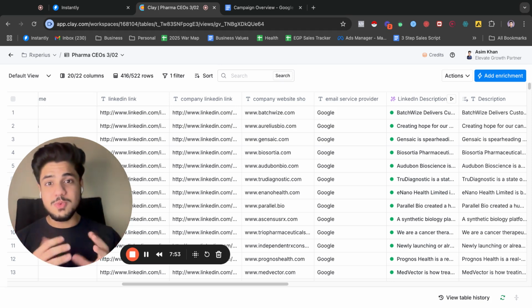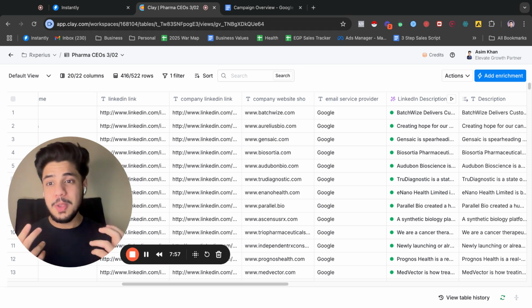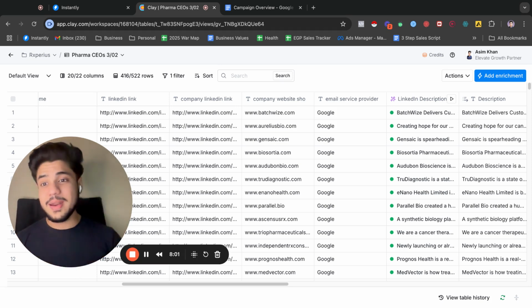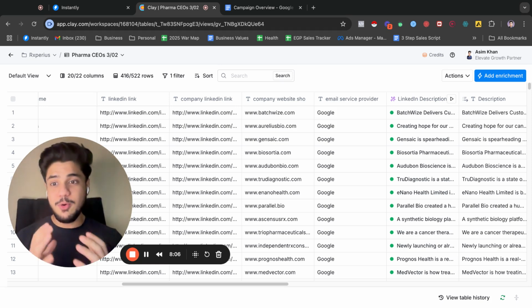I know this process is a bit manual, but this is what I like. This is what I have been following, and I don't want to make a lot of changes and mess up everything. If you want, you can do all of these things directly on Clay as well. I don't do that, for my personal reasons, but you can.